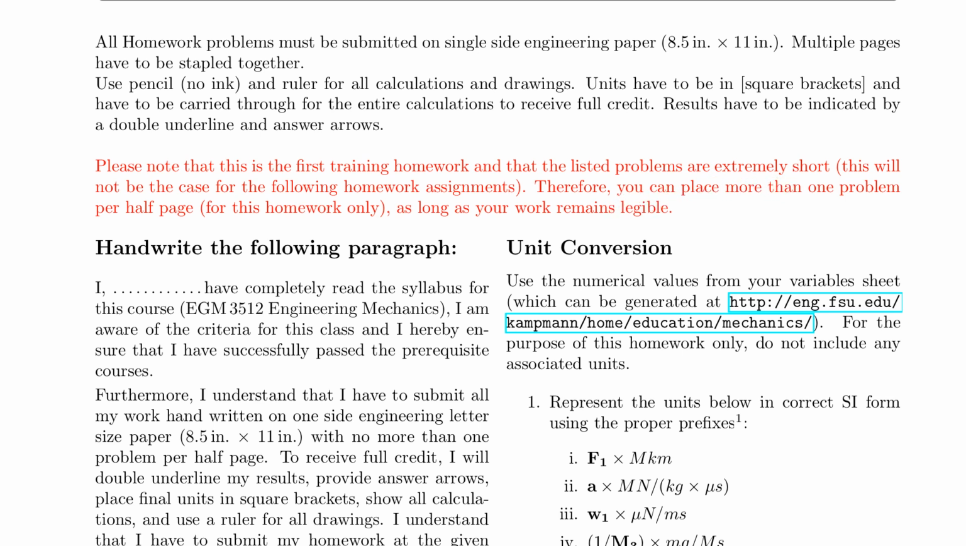And we have some rules about the homework in this class. And one of them is to have 1 problem per half page. That would be a waste of paper in this case. And so in this exceptional case here on homework number 1, you can add more than 1 problem per half page as long as your work remains legible. But legible also means that you have distances between where a problem ends and the next one begins. So do not cramp them close to each other.